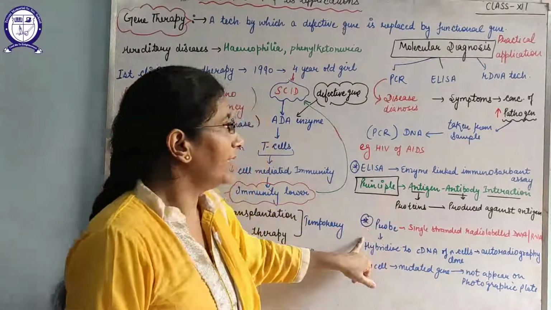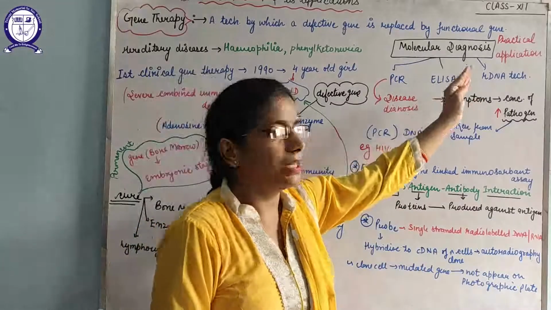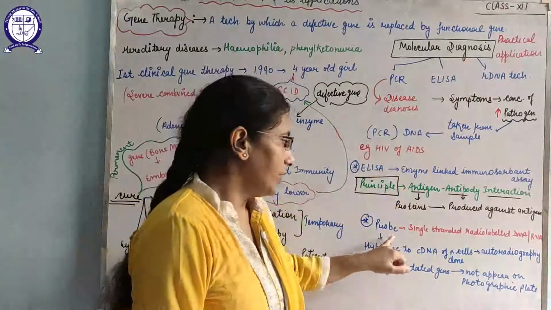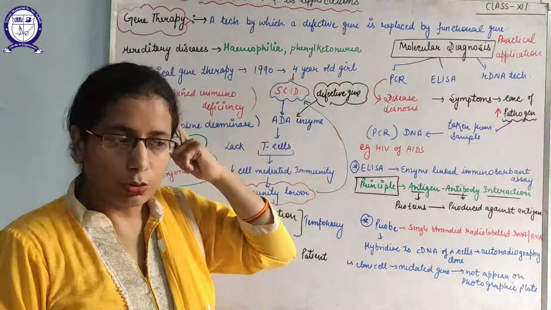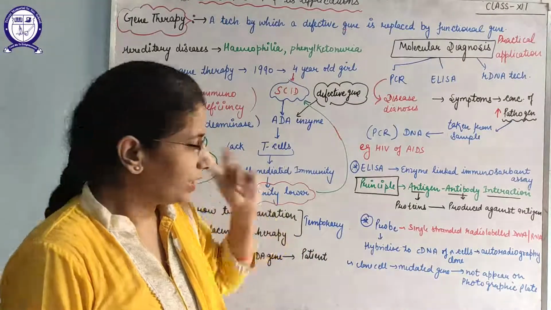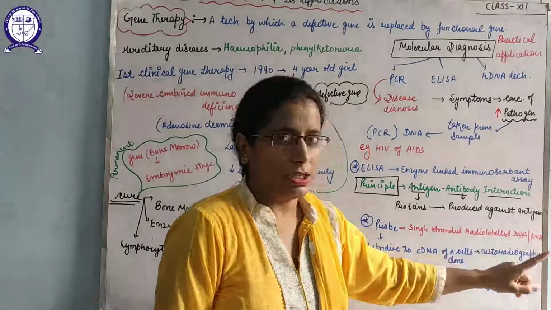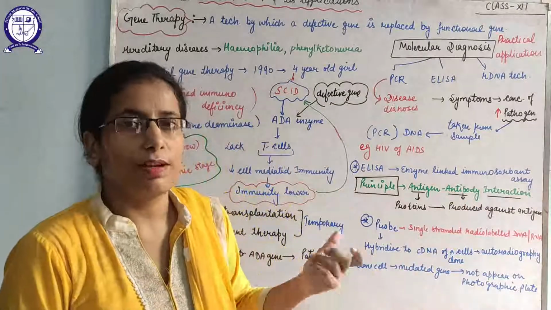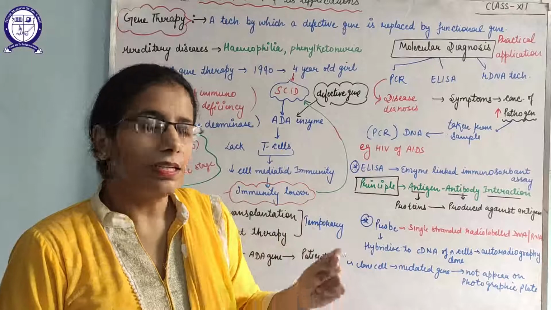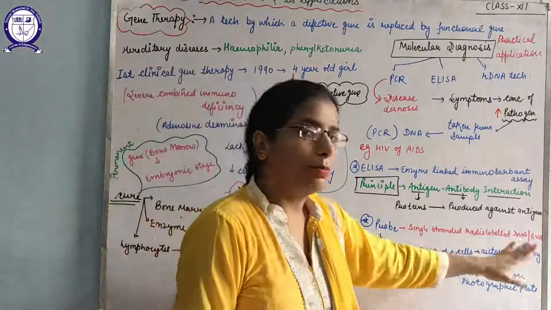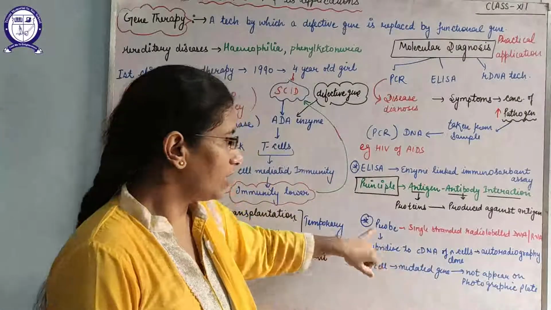Now, the third technique I have mentioned here is recombinant DNA technology. In recombinant DNA technology, we can use a probe. What is a probe here? A probe is a single-stranded radio-labeled DNA. CBSE may ask you to define the probe. Single-stranded radio-labeled genetic material, either DNA or RNA, is known as a probe.